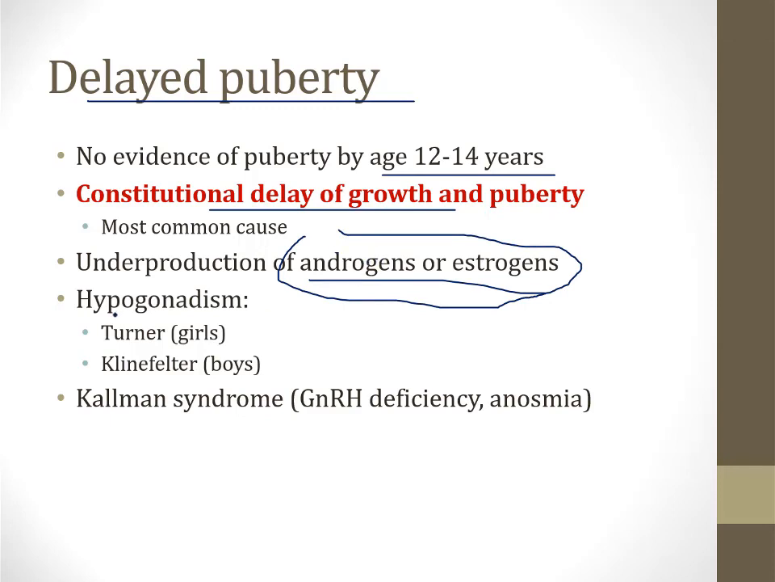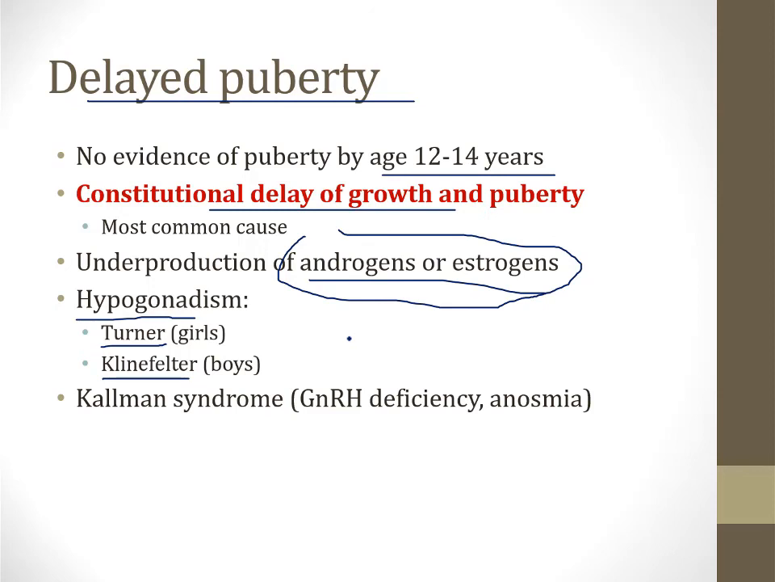So this can be caused by hypogonadism, meaning underdevelopment of the gonads. In girls, the classic cause is Turner syndrome. In boys, the classic cause is Klinefelter syndrome. Children with either of these conditions can have delayed puberty because their gonads are underdeveloped.